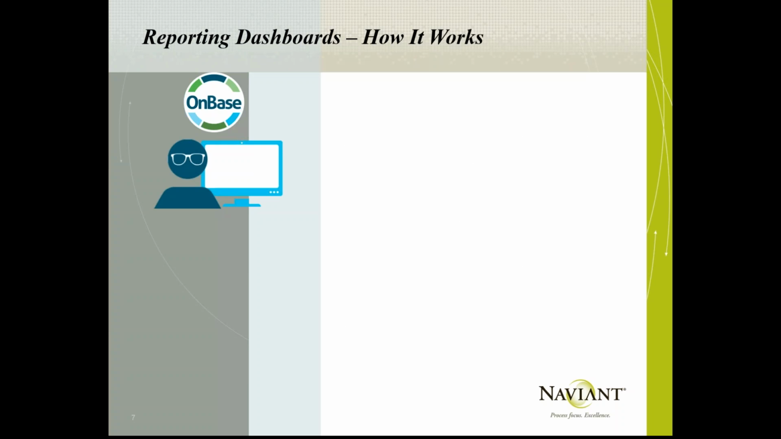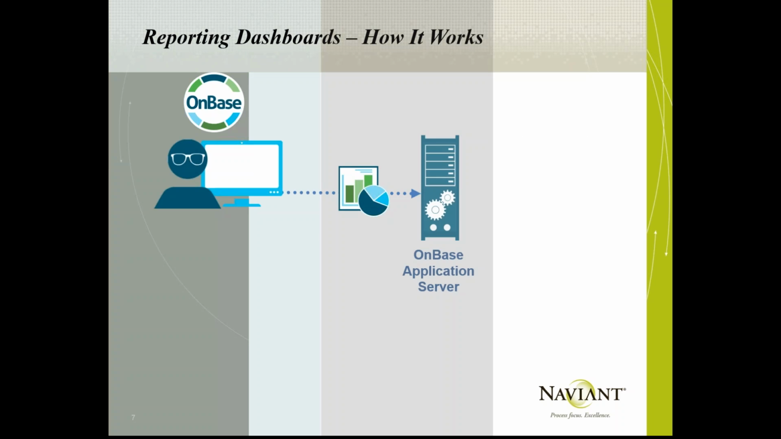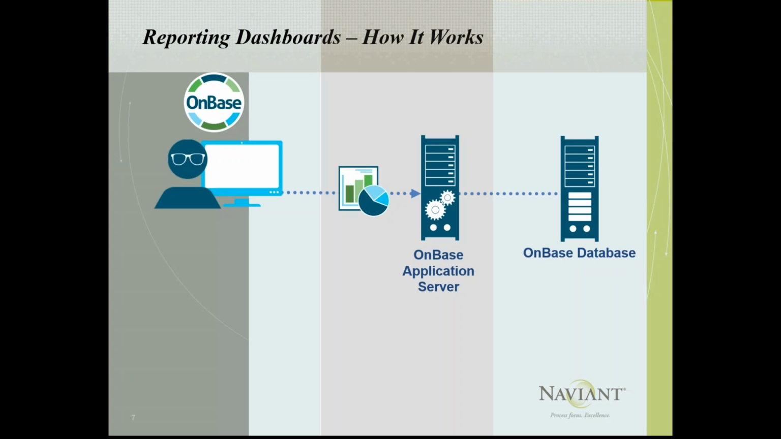So how does it work? Here is a high-level graphical view of how this ultimately happens. An end user who's using the Unity client, by the way, this is a requirement at this point in time for Reporting Dashboards, enters the Reporting Dashboards module, selects the report that they want to execute, and it sends that request on to the OnBase application server. The application server does all the heavy lifting by communicating with the OnBase database. The database then returns the information, and the report is generated and displayed on the user's desktop. Very simple.